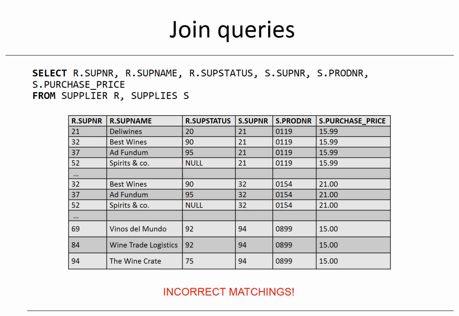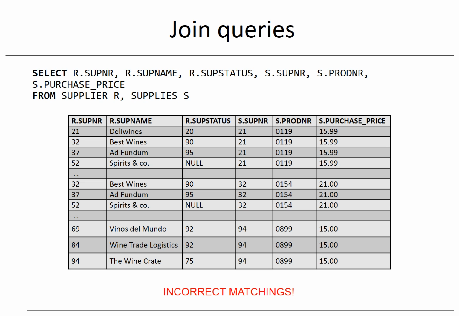What is this query essentially doing? Well, since we have no where component, it will make the Cartesian product of both tables by combining every possible tuple from the supplier table with every possible tuple from the supplies table. Obviously, this will result in incorrect matchings.